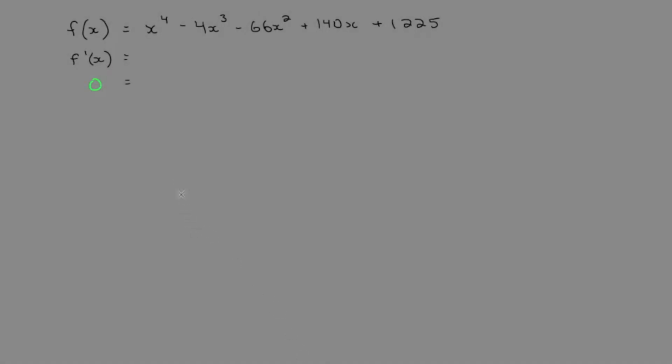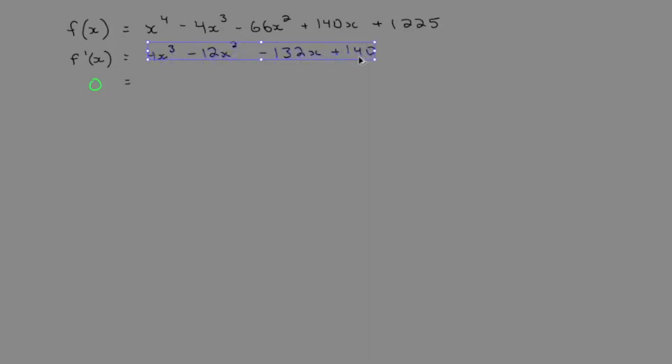To determine the stationary points, we take the derivative. Taking the derivative, we'll get 4x cubed minus 12x squared minus 132x plus 140. And remember, the derivative of a number is 0.